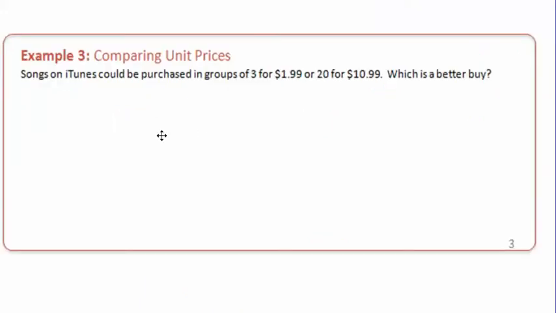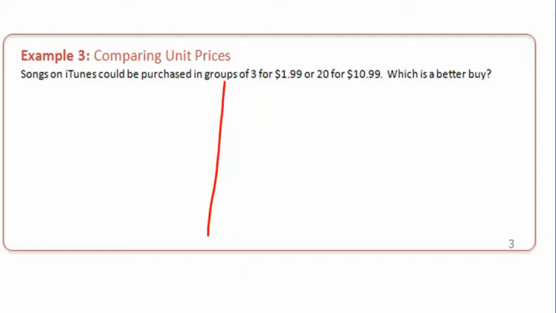All right, so we've got another one here. When we're trying to compare prices, that's always going to mean that you have two different things to look at. So if you want, right away, you can divide your paper in half here. It says songs on YouTube can be purchased in groups of 3 for $1.99 or 20 for $10.99. Which one is the better deal?